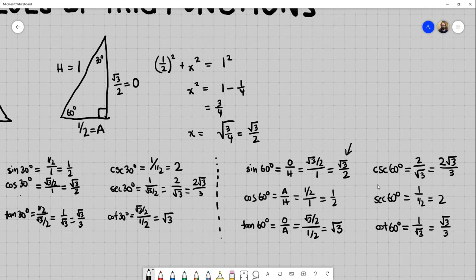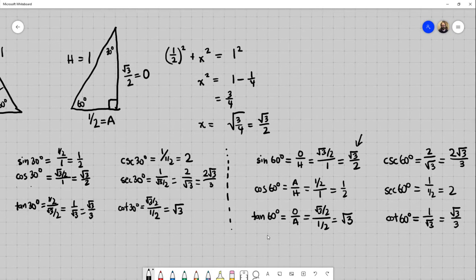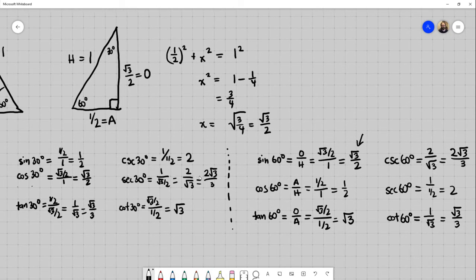All right, so those are the special values of our trig functions that relate to our 30, 60, 90 degree right triangle, and that's where they come from. So when you see a table of values, these are where these numbers come from.